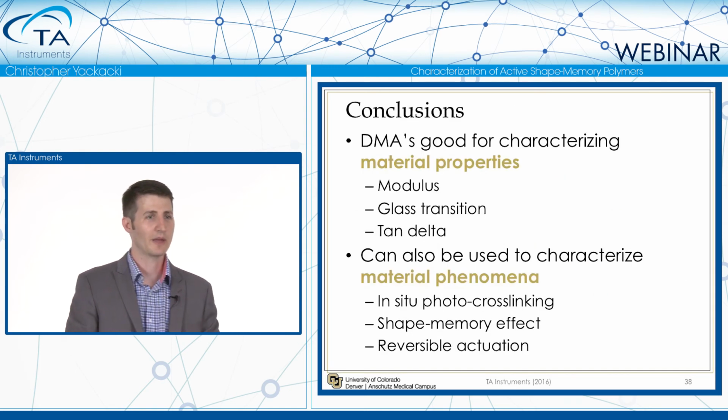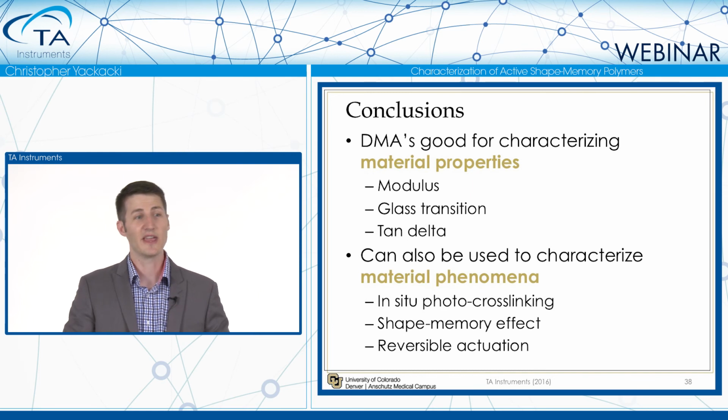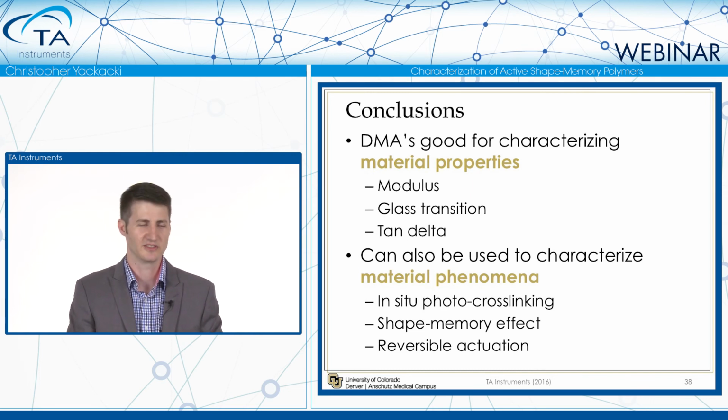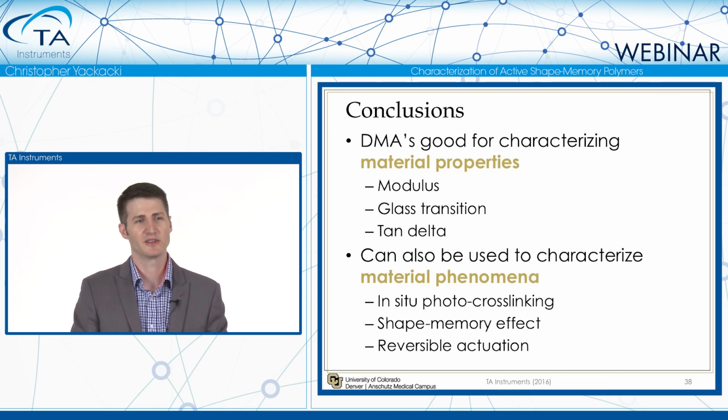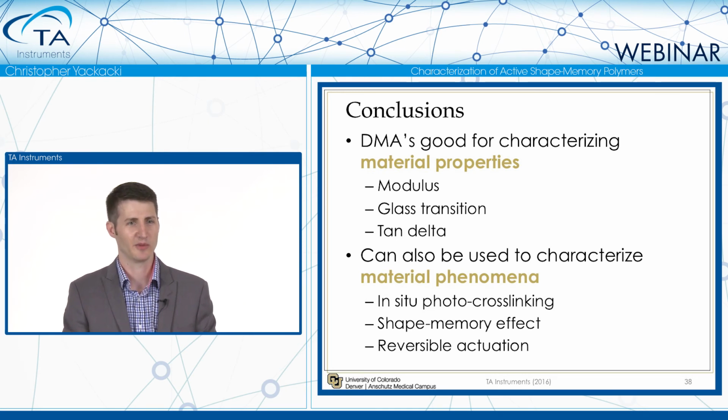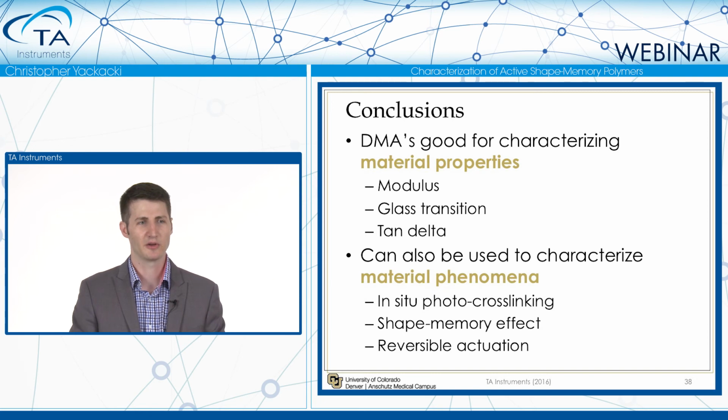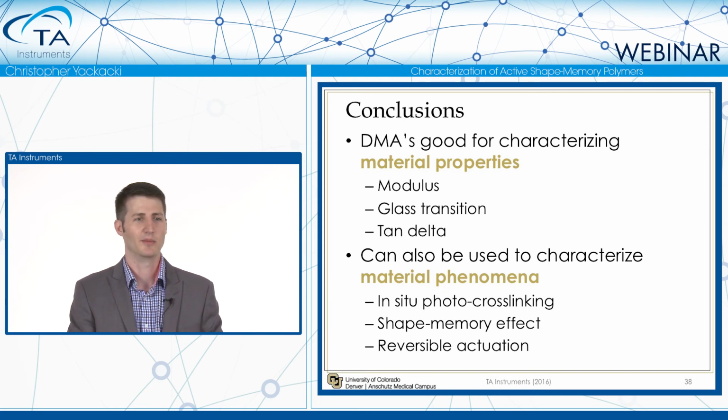So I'm just going to wrap it up here. Just want to look at DMA in general. It's really good for, most people know it, to characterize material properties such as modulus and glass transition, tan delta, things like that. Very simple material properties, maybe even structure in there as well. But it can also be used very nicely, and I hope I showed a couple of nice examples, to characterize material phenomena. One of them was measuring photo-crosslinking as it happens, measuring the shape memory effect, or even actuation in different polymers.